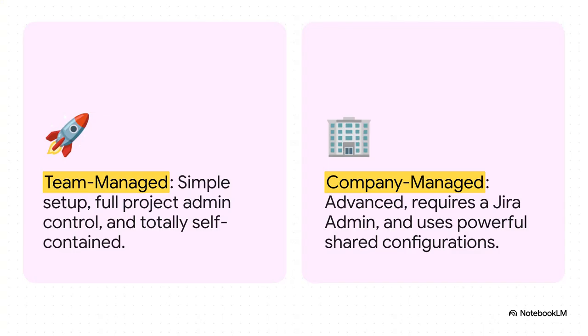So here's the deal. Team-managed projects are all about autonomy. As a project admin, you get to configure workflows, add fields, manage all the roles. You can do it all yourself. It's basically your own little sandbox. On the flip side, you have company-managed projects, which are all about standardization. They use these shared configurations that, and this is key, require a Jira admin to make changes. This makes them super powerful, but definitely less flexible for a single team.